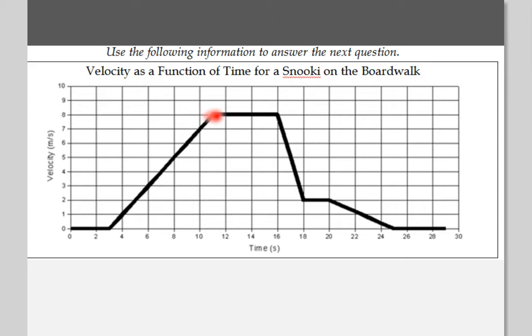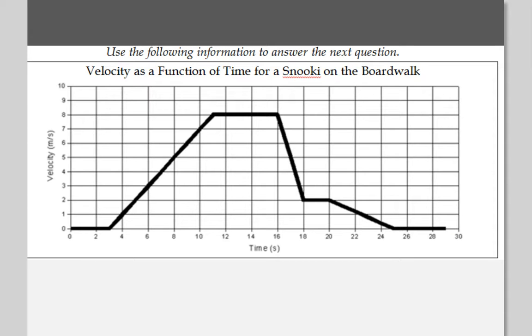Here your velocity is, careful, your velocity is 8 meters per second for a certain amount of time. You're going to cover some distance, right? Definitely. You're traveling at 8 meters per second for a certain amount of time, covering distance. What's happening here? Slowing down, decelerating, both excellent vocabulary. Constant velocity, slowing down, constant velocity.